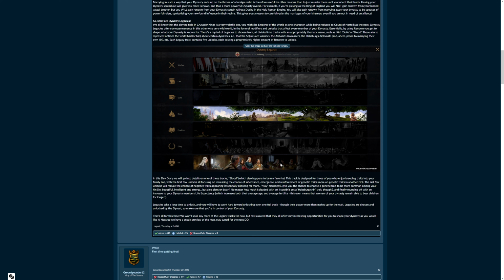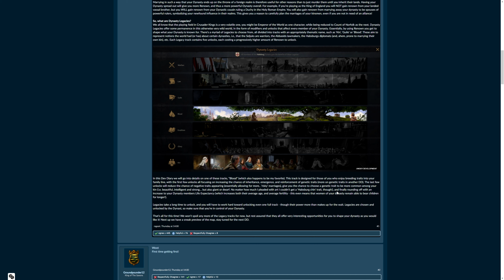So the last few unlocks will reduce the chance of negative traits appearing, essentially allowing for more risky marriages, giving you the chance to choose a genetic trait to be more common among your kin. For example, beautiful, intelligent, and strong, but also giant or dwarf. You could have a dynasty of heavenly giants. Finally your Egyptian empire dream becomes reality, right? No matter how much I pleaded with art, I couldn't get a Habsburg chin trait.